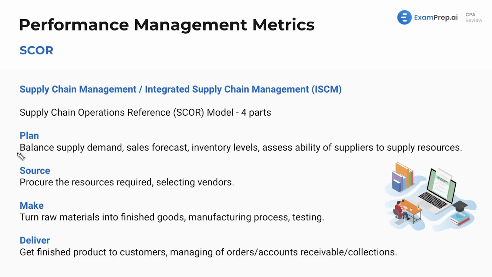First, we're going to plan. This is balancing supply and demand, sales forecast, inventory levels. Also, we're going to assess the ability of suppliers to supply resources. Generally, you should kind of know what belongs under each of these four, but for sure, memorize each of the four here. Next, we're going to source.